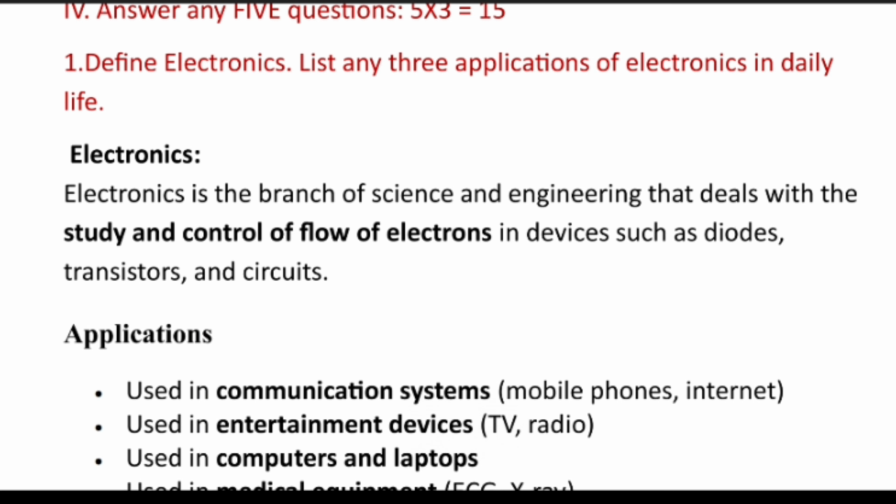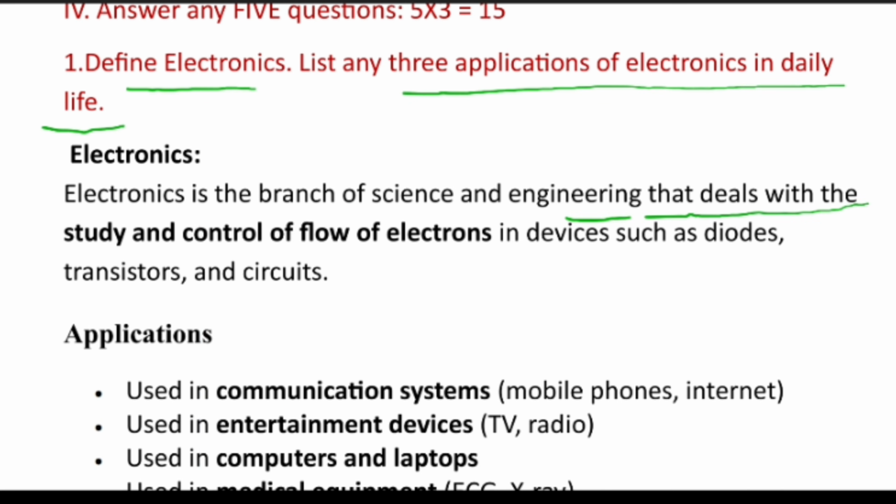Next, question: define electronics. List any applications of electronics in daily life. So electronics is a branch of science and engineering that deals with the study and control of flow of electrons in a device such as a diode, transistor and circuit. So this definition you have to write.